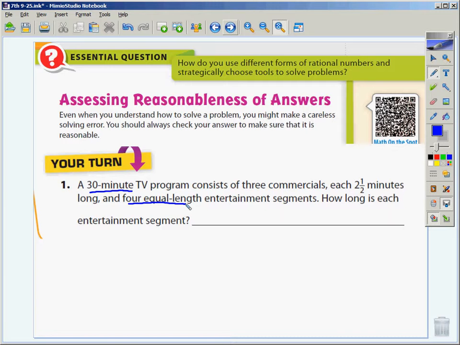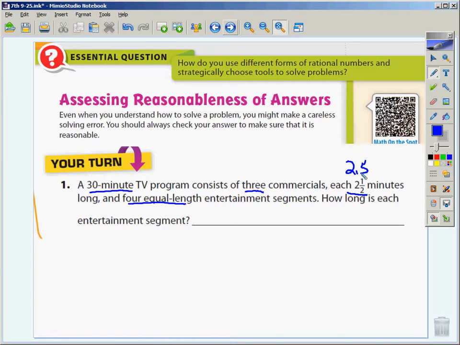So we're going to read this question. We're going to talk about what would be reasonable and talk about ways that we might be able to solve it. So this one you're going to find in your notes. This is the only one that's there on the printed packet today. A 30-minute TV program consists of 3 commercials, 2.5 minutes. And it says strategically choose tools and also different forms of rational numbers. This particular rational number we could think of as 2.5, and certainly easier to use a 4-function calculator on.